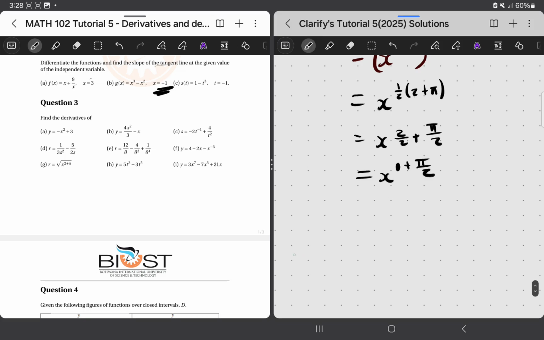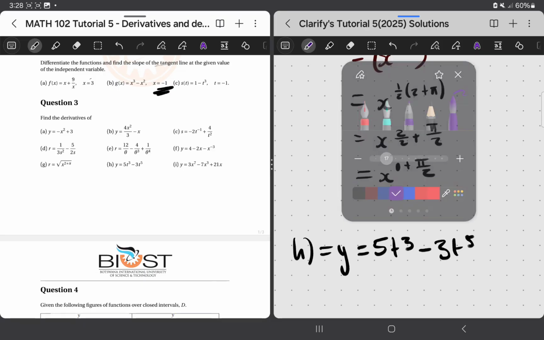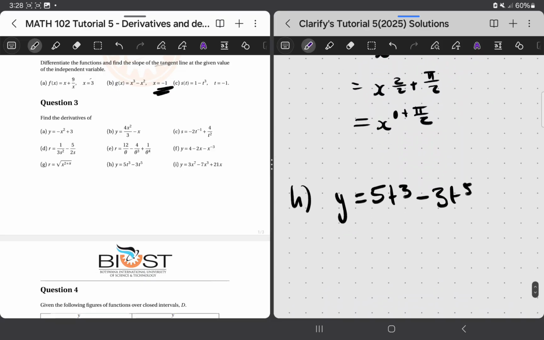Now we can go to h. H is now saying you have y equal to 5t to the 3 minus 3t to the 5. Now how do we solve this? Well, we just go to get dy dt. This is going to be 3 times 5 is 15t squared. Then 5 times negative 3 becomes negative 15t to the 4.